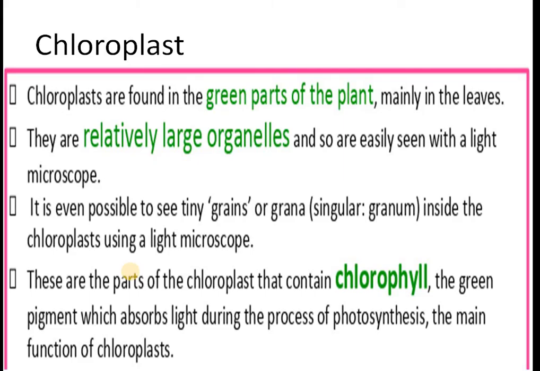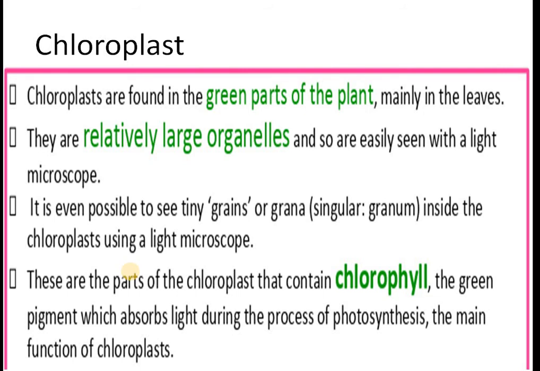Chloroplast. It's a very important organelle found only in plant cells. You know what it contains. It contains a pigment called chlorophyll, which absorbs sunlight, which is required by the autotrophs to make their own food by the process of photosynthesis.